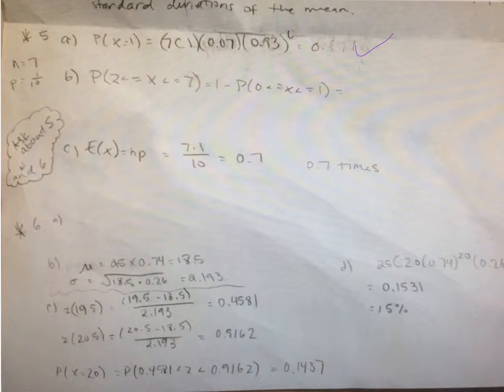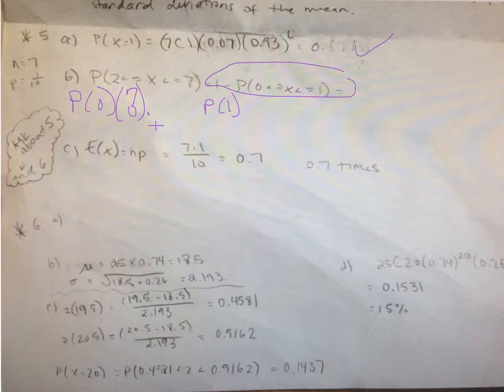Now you've got 5b set up correctly, and what you want to do there is find p of 0 and p of 1, and then you're going to add those and subtract from 1. And so you've got that set up here, and you would do 7 choose 0, and then 0.07 to the 0, and 0.93 to the 7 for that one. And then for the next one, same idea, only 7 choose 1, and so on, okay?